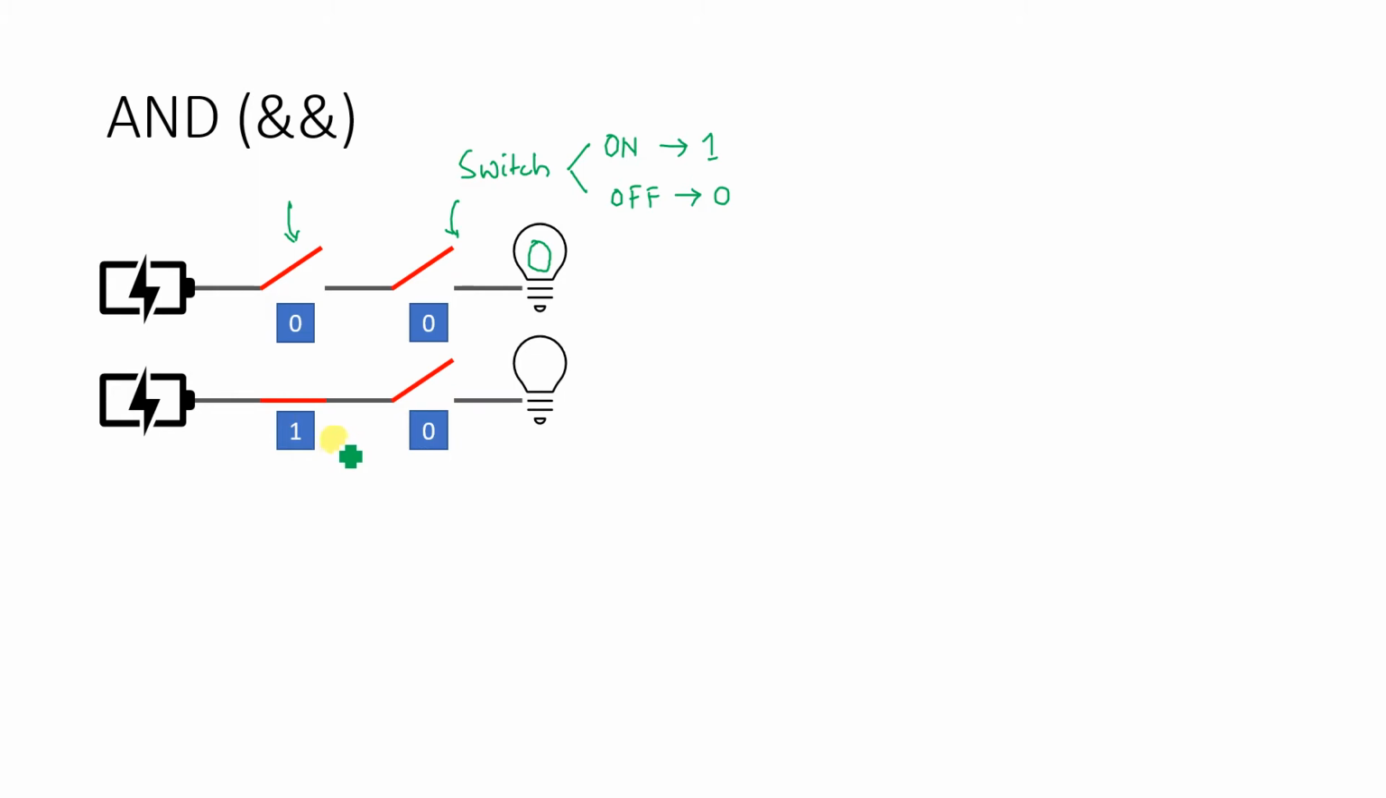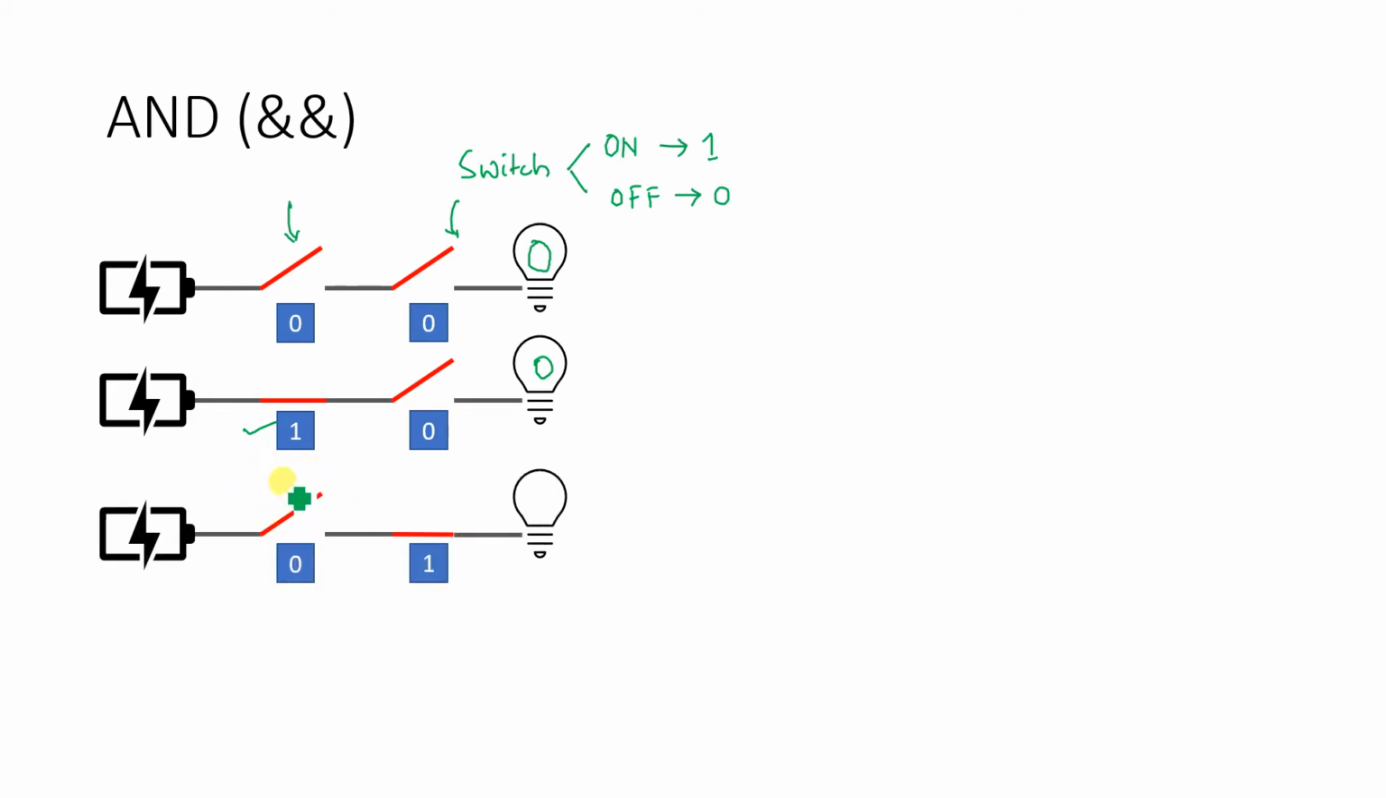Similarly, consider this situation where one switch is connected, represented by 1, and the second switch is not connected. For 1, 0, the bulb will not glow, so the value will be 0. Consider the third situation: here the first switch is not connected, but the second switch is connected. For 0 and 1, obviously the bulb will not glow because no power supply is present, and hence the value will be 0.